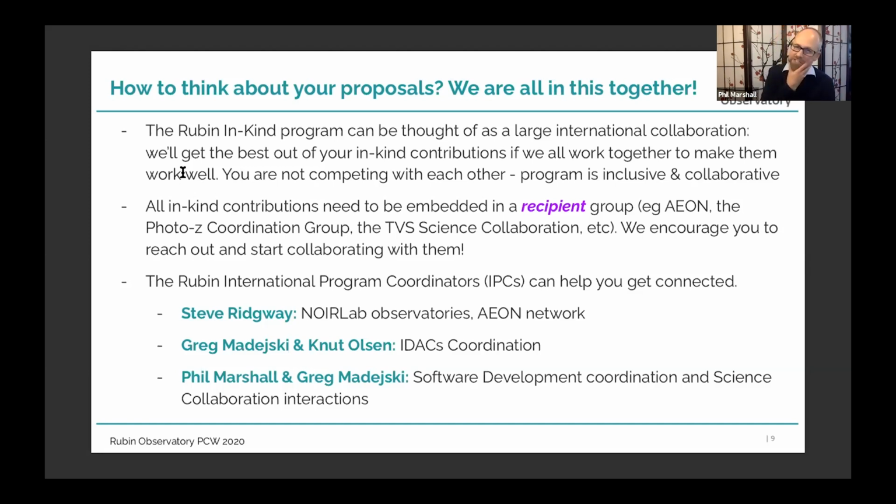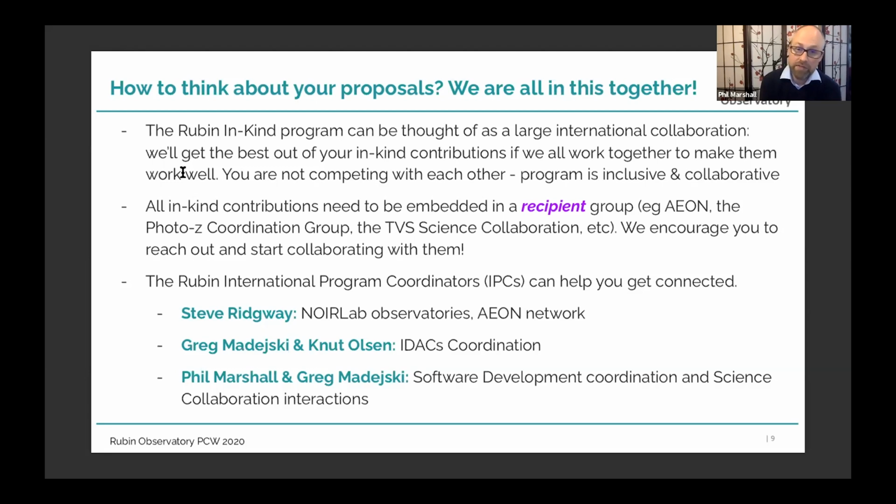Okay, so I mentioned recipients for contributions. The idea is that all of the in-kind contributions need to somehow be embedded in a recipient group. Why is that? Well, one of our boundary conditions is that each of these contributions needs to expand the resources available to the US science community. The basic mechanism for ensuring that is to make sure your in-kind contributions are embedded within one of our existing groups.